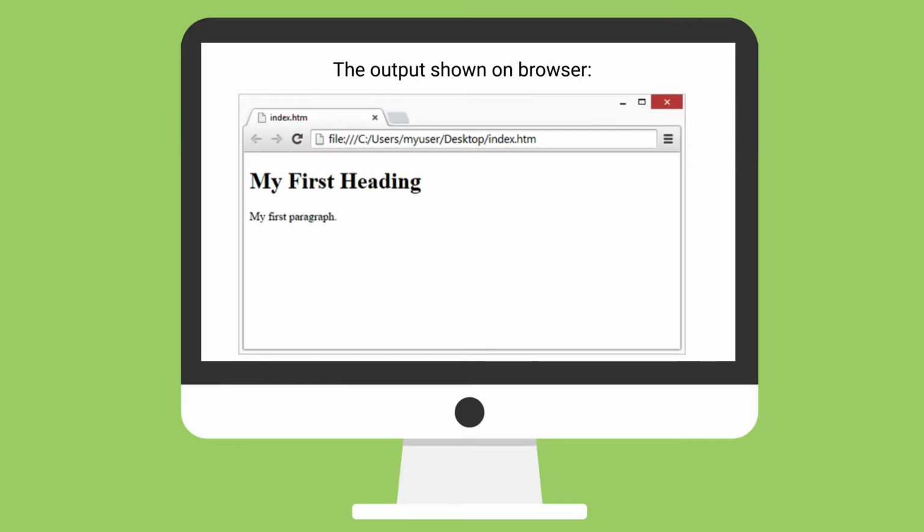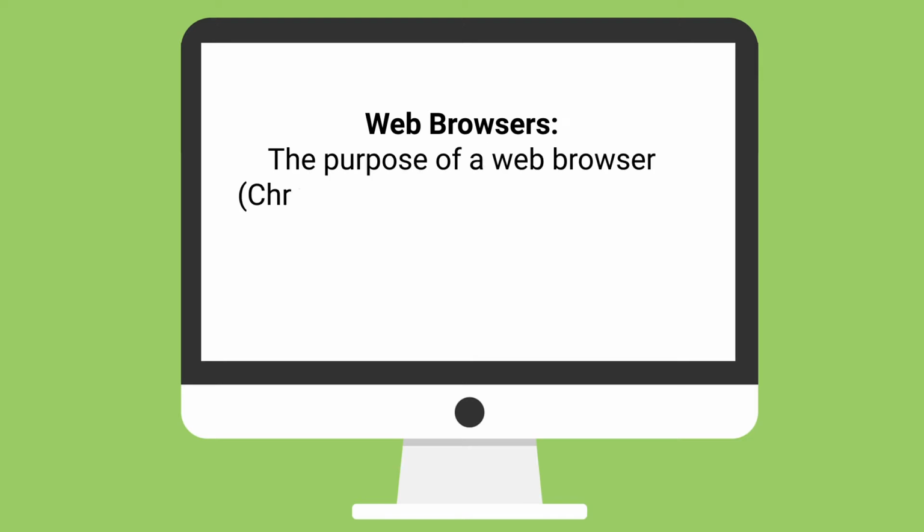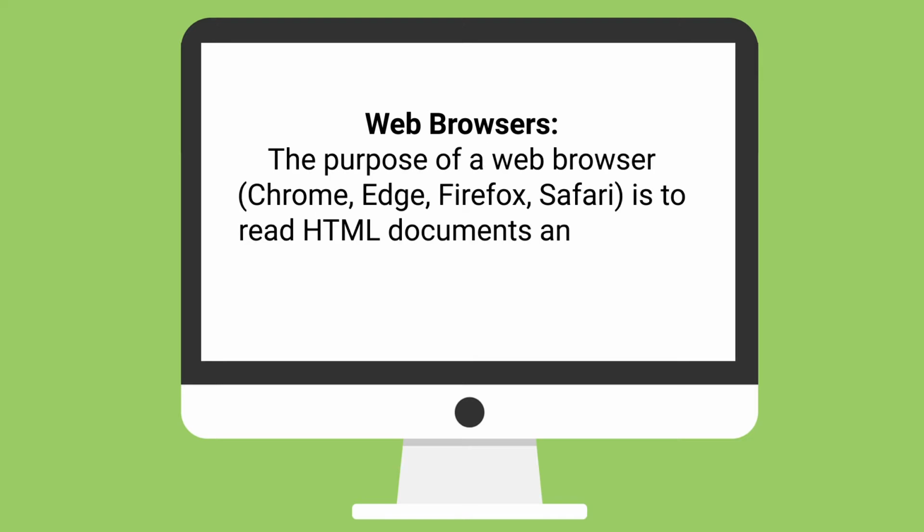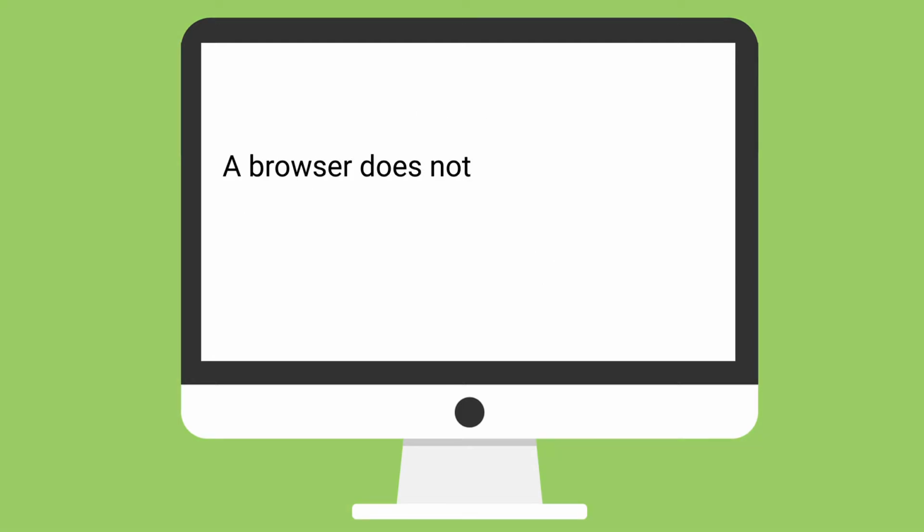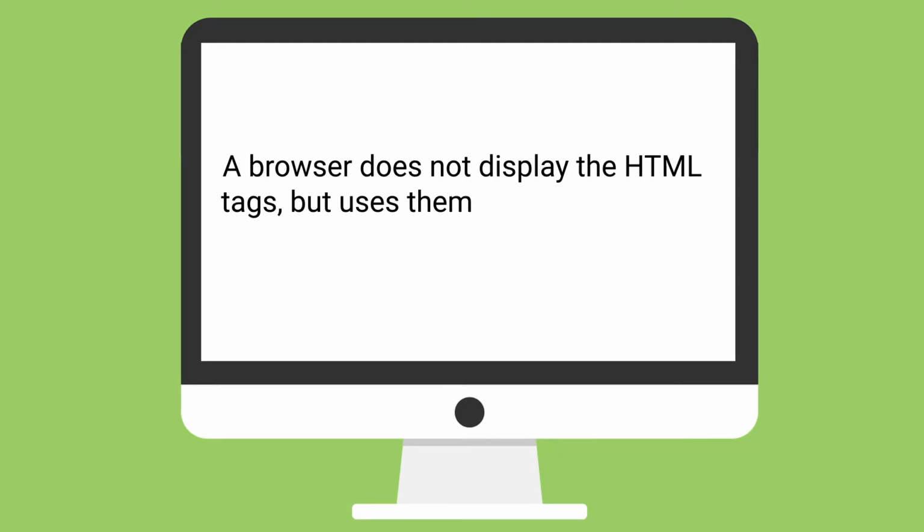Now, how to run this script? Whenever we run an HTML script, we need a web browser. The web browser may be Chrome, Edge, Firefox, Safari, or maybe Internet Explorer. The purpose of the web browser is to read the HTML documents and display them correctly. A browser does not display the HTML tags, but it uses them to determine how to display the document.